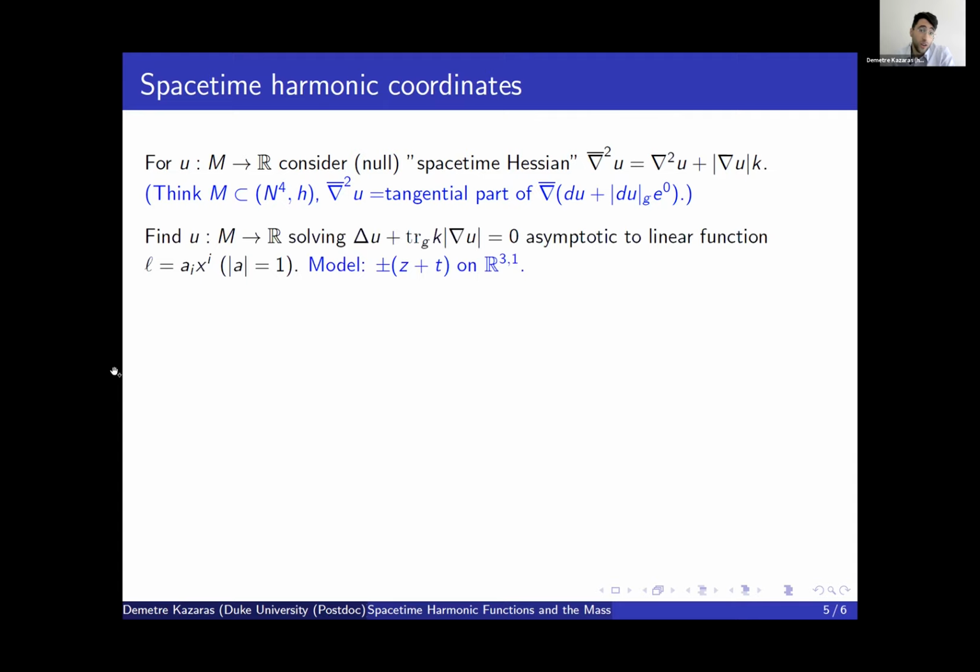Okay, and you take the trace, and you get this kind of equation: Laplacian of u plus trace k times norm gradient of u is equal to zero. It's kind of the analog of harmonic, which incorporates the k tensor. The model is, say, the function z plus t in Minkowski space, where z is not special, it could be x or y. It's kind of functions with a null gradient, and this is what you see in the rigidity case. If you take z plus t and restrict it to any spatial slice in Minkowski, it will satisfy the spacetime Hessian equals zero equation.